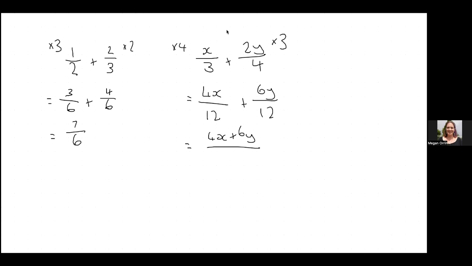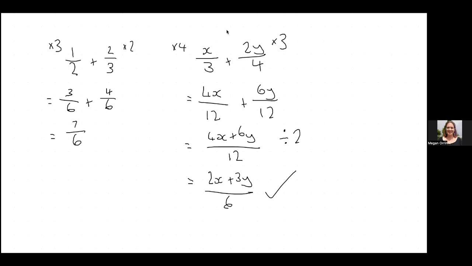Okay, am I done? Can I simplify this or am I done? Yeah. How do I simplify it? Because if I'm going to simplify, it has to be common to every term. All of these have 2 in common. So I can divide everything by 2. I can't just divide some bits. It's got to be all of it. So I can have 2x plus 3y over 6. That would be my final answer. Okay.